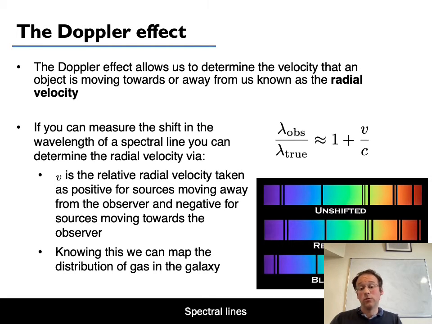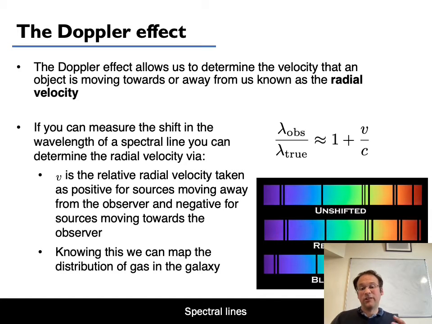And you then observe your line at a given shifted frequency, or wavelength, and that's your lambda observed. And then you use this equation here to measure the relative velocity between us and the object, the gas that's absorbing or emitting that you're studying. And so we can use that to look at the kinematics of the gas.